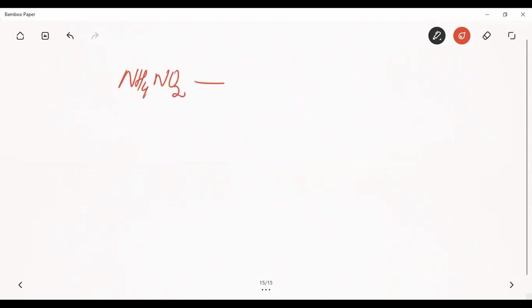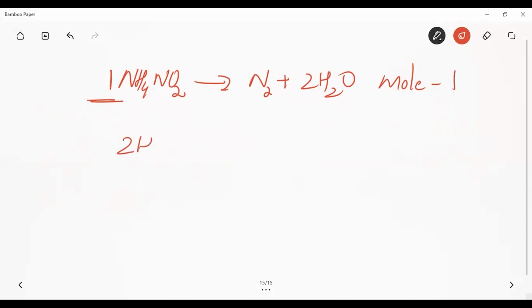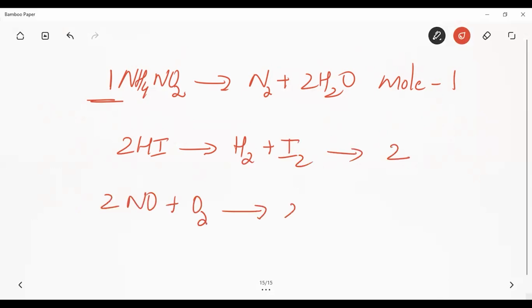NH4NO2 giving N2 plus 2H2O. What is the molecularity here? 1, right? So molecularity is 1. Another example, 2HI giving H2 plus I2. What is the molecularity? It is 2. 2NO plus O2 giving 2NO2. You will be getting molecularity as 3. So this is the method we use for finding the molecularity of the reaction.